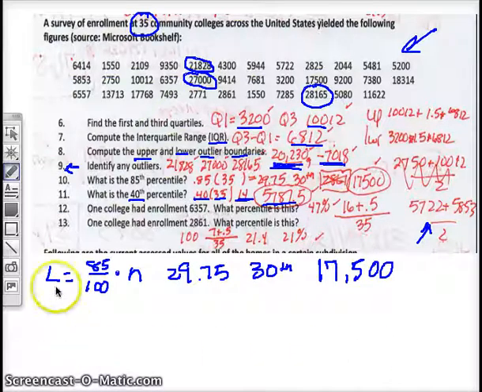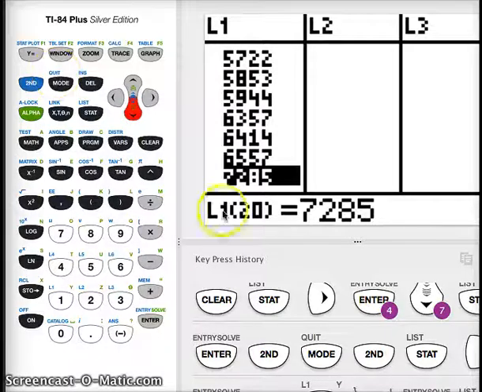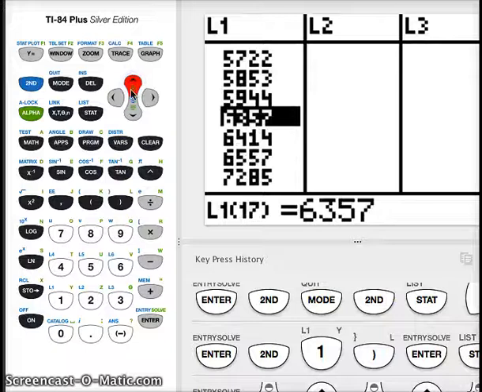All right, let's finish it up here at 12. One college had enrollment of 6357. What percentile is this? So remember the little formula. To find the percentile, you find the number of values that are lower than that value plus 0.5 over the total number of numbers. Well, let's see. Notice this number is 6357. It is the 17th number, so there are 16 that are lower than it.